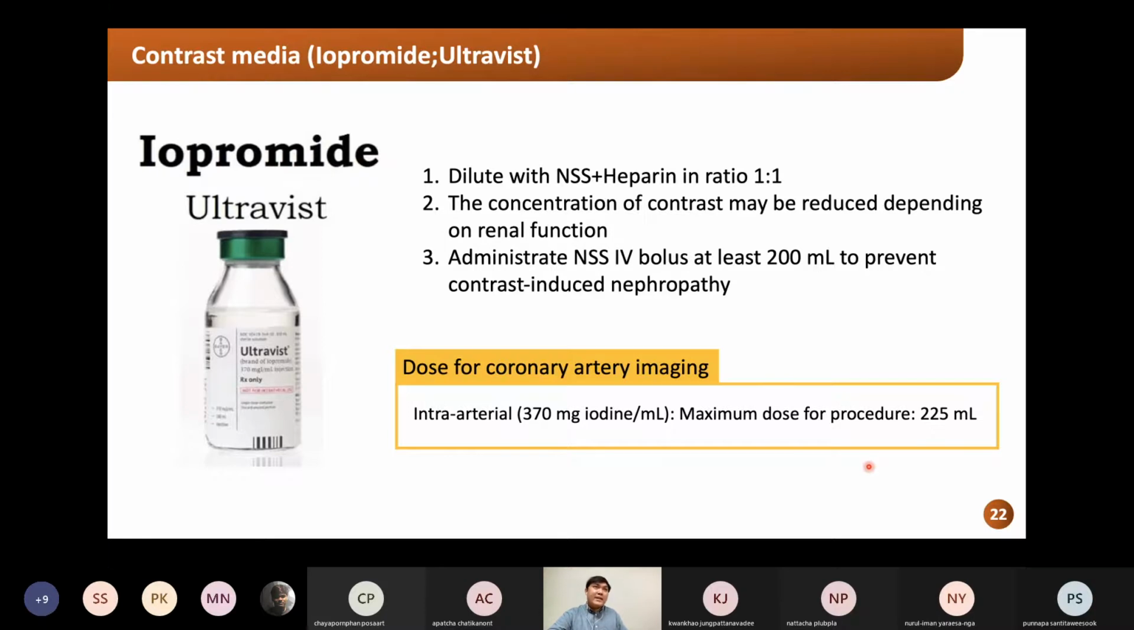But from my experience, I once saw some cases that had a CTO, chronic total occlusion of the artery, and the doctor performed PCI for at least 4 hours, and the total contrast used was quite a lot. It was about 250 milliliters, I think. And the patient was administered a lot of normal saline to prevent contrast-induced nephropathy in this kind of patient. It's just some sharing of my experience about contrast media use.